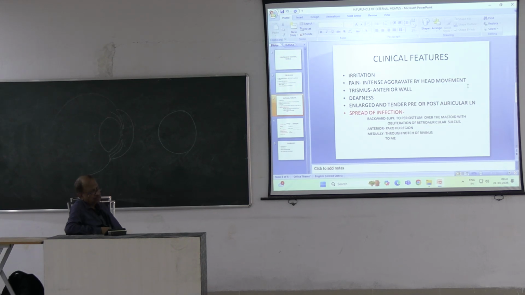Deafness is due to blockage of the canal due to exudate and swelling of the canal skin. Enlarged and tender pre and post-auricular lymph nodes. Due to inflammation, there is enlarged lymph node, pre-auricular group or post-auricular group. Any group can be involved depending on the situation of the furuncle. If it is in the anterior wall, the anterior group of lymph nodes will be enlarged. If it is in the posterior wall, the posterior group of lymph nodes will be enlarged.